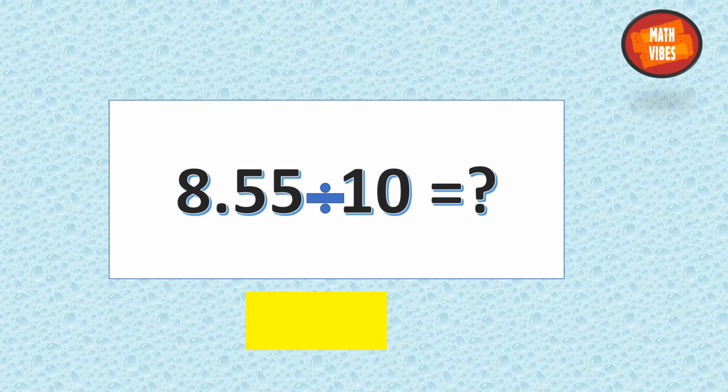Again, how many places you have to shift and all those rules will be the same. Like 10 is there, so we will shift the decimal by one place. So now our answer will be 0.855. The only difference was that now we have shifted the decimal to the left hand side.